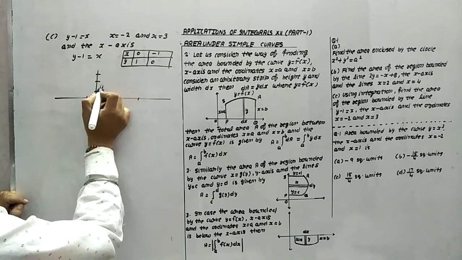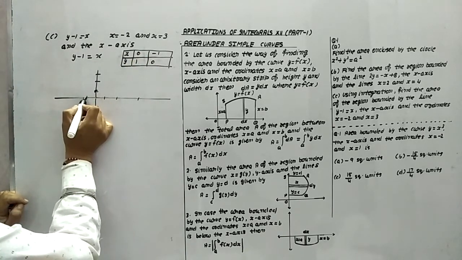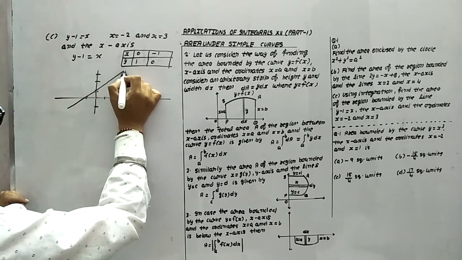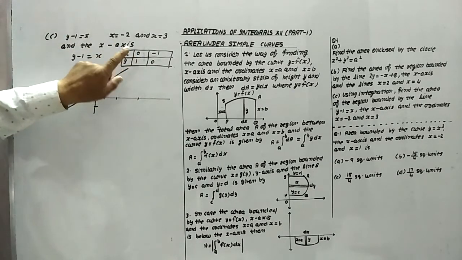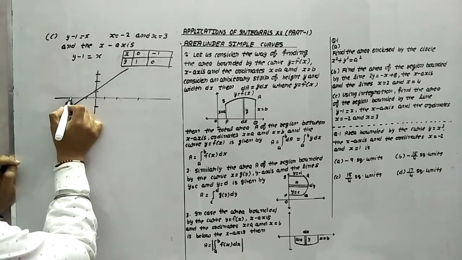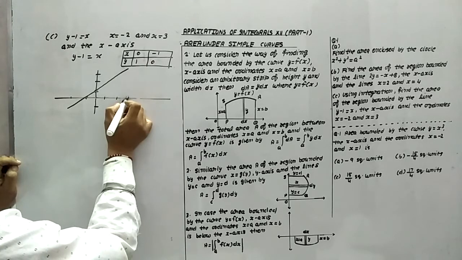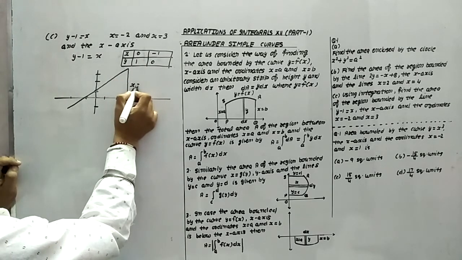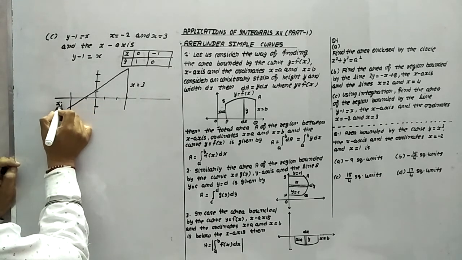Now, x is equal to 0, y is equal to 1. And if x is equal to -1, y is equal to 0, it means we have this line. Now, another is x is equal to -2 and x is equal to 3. x is equal to -2 means this, x is equal to 3 means this. It means this is the portion x is equal to 3 and this is the part x is equal to -2.